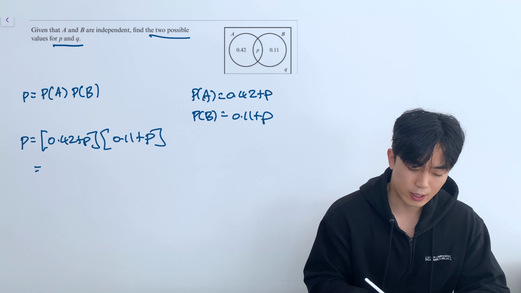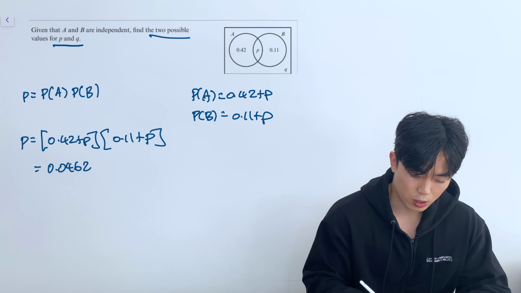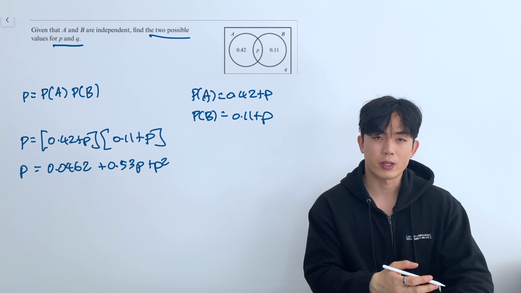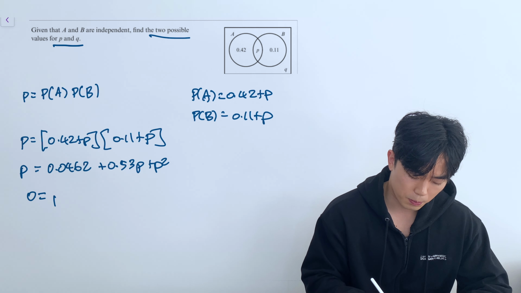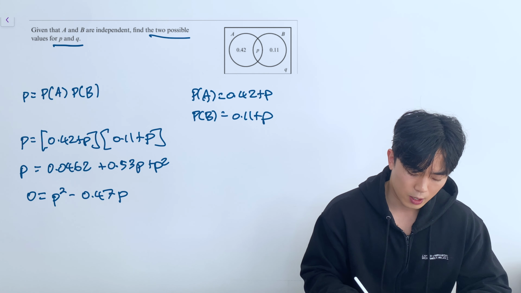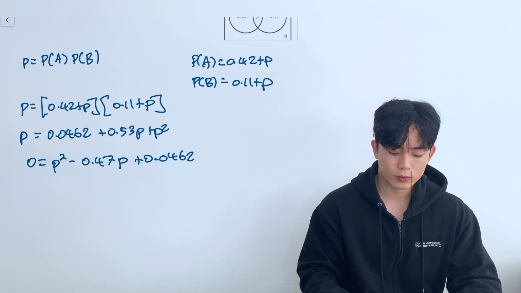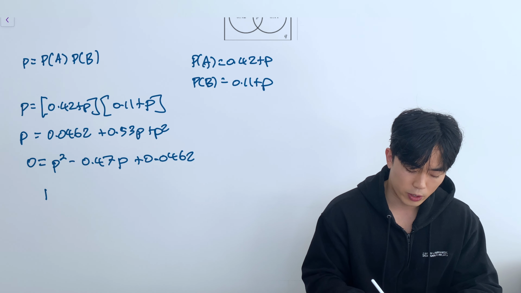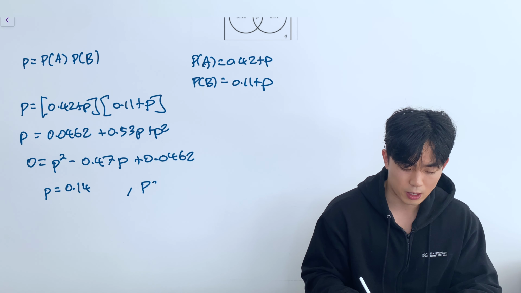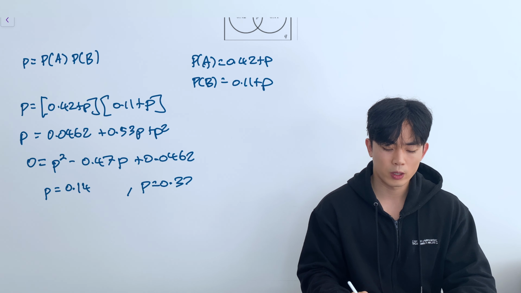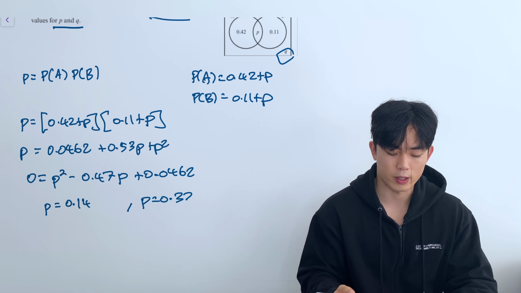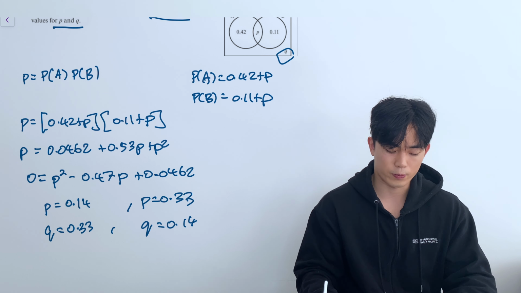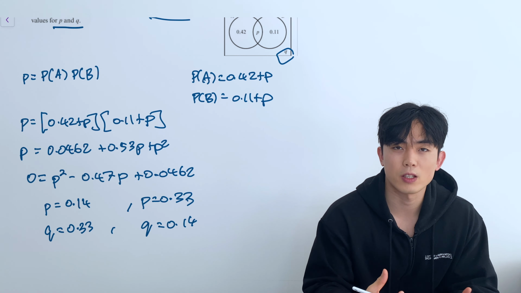Which now I can expand the bracket. So you get 0.0462 plus 0.53p plus p squared is equal to p. I'm going to bring the p on the left hand side to the right hand side, giving me 0 is equal to p squared minus 0.47p plus 0.0462. Now you notice this is like a quadratic equation, right? So you can use the quadratic formula or try and factorize it to find p. And what you get is p is 0.14 or p is 0.33. So there's two values of p. To find q, well, I can just plug it into either one and q will just give me 0.33 or q will give me 0.14 like this. Okay, that's how we use the fact that the two events are independent to create a formula.